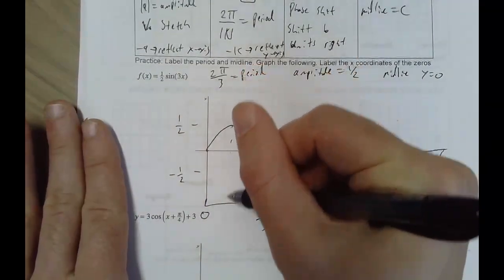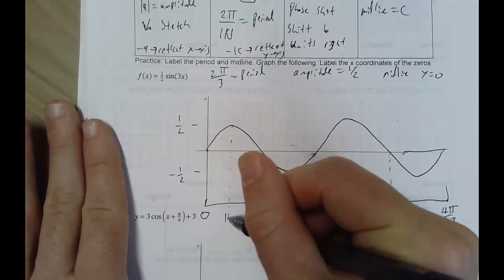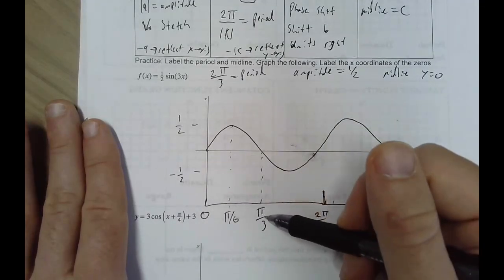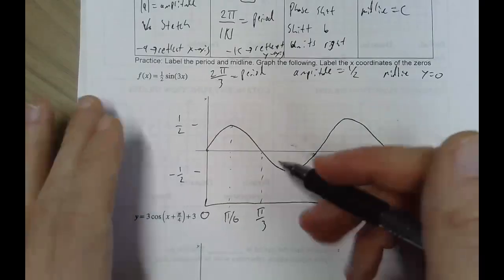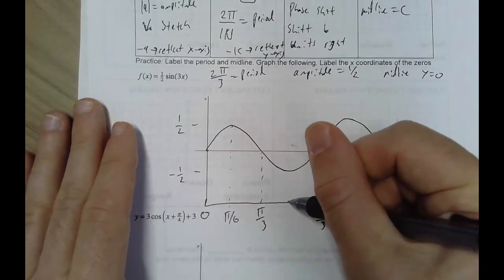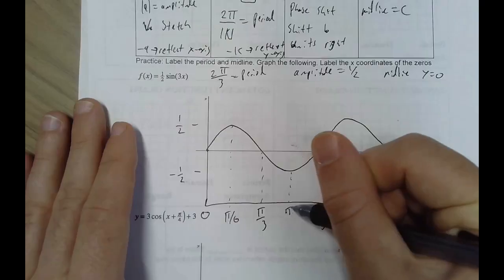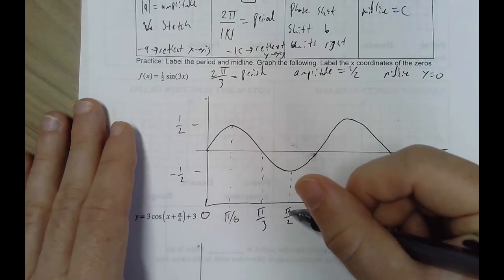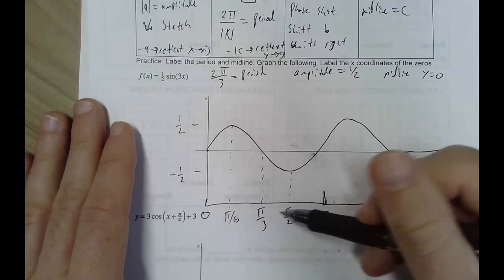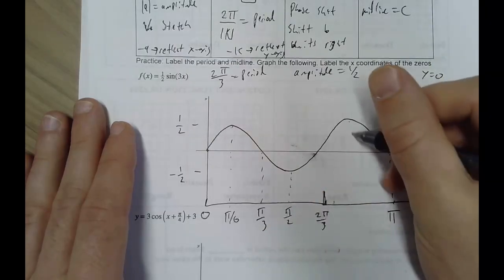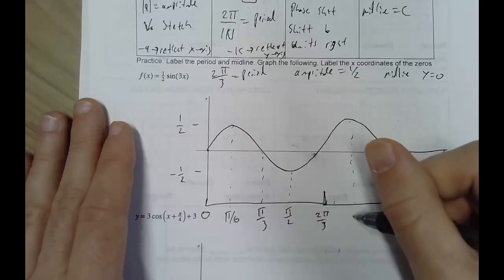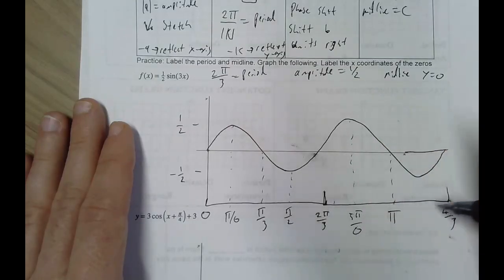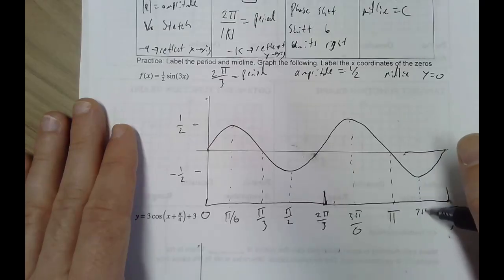Like this value here would be pi over 6. So pi over 6, that'd be pi over 3. This would be pi over 2. Pi over 6, pi over 2, 2 pi over 3, 3 pi over 3, 4 pi over 3, this would be 5 pi over 3. Sorry, 5 pi over 6. 6 pi over 6, and this would be 7 pi over 6.